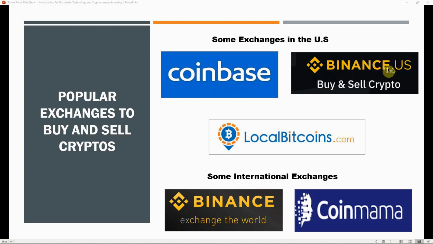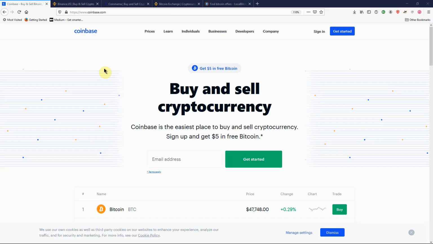And then you can use Binance USA, or Binance.US, to buy and sell crypto as well. If you are outside the United States, some of the popular ones are Binance and CoinMama. You can use those, and you can also use localbitcoins.com to look for Bitcoin sellers around you to buy your Bitcoin.